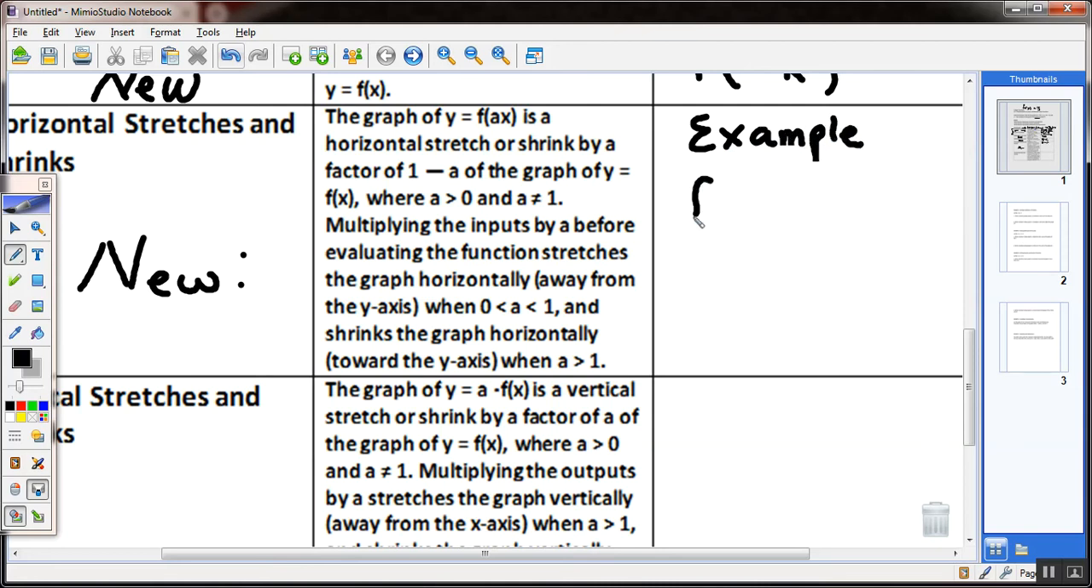Suppose we have f of 3x right here. Okay? We don't have just the parent function f of x anymore. We have f of 3 times x. First of all, talk to me about this a value. Is this inside parentheses or outside of parentheses? Inside of parentheses. Okay? So here's the deal.